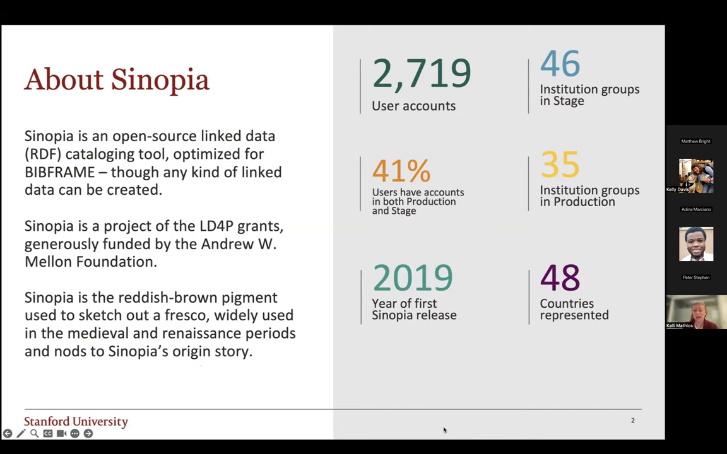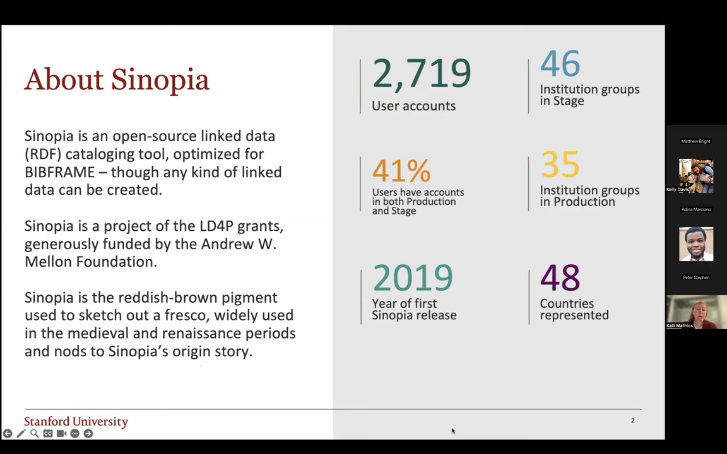So some snapshot stats for you. There are 2,719 user accounts across the three Sinopia environments as of a few days ago. There are some duplicates in this number. So a lot of people create accounts in production, stage, and development, which are the three Sinopia environments. Production is made generally for more finished data. The idea there was to keep it for a bit longer than the stage data, which we actually don't refresh or remove hardly ever, but that is more of a testing ground, more of an experimental space.